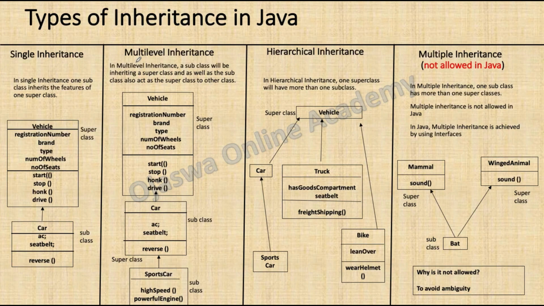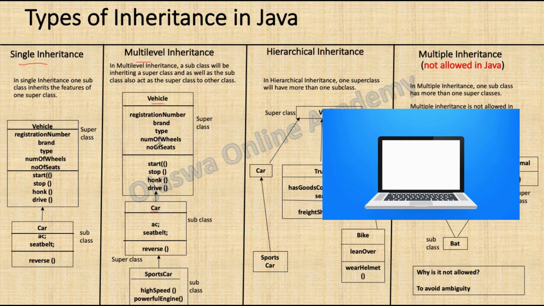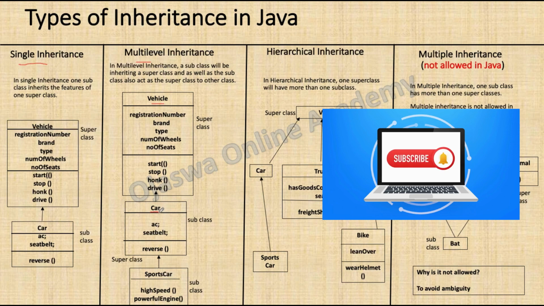Next type of inheritance is multi-level inheritance. In the previous video, we have seen implementation of class car inherits vehicle. In single inheritance, one subclass inherits the features of one superclass. In multi-level inheritance, a subclass will be inheriting a superclass, as well as the subclass also acts as the superclass to other class. So in this example, car inherits vehicle, where car is the subclass and vehicle is the superclass.